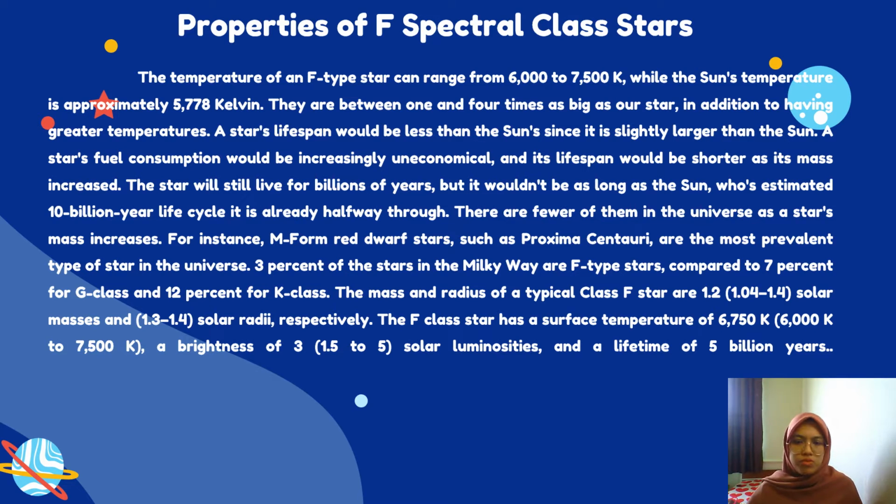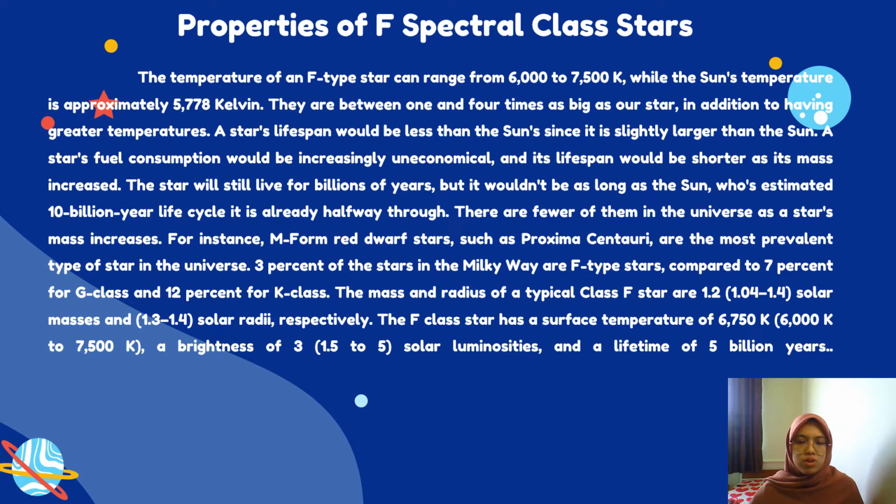There are fewer of them in the universe as a star's mass increases. For instance, M-type red dwarf stars, such as Proxima Centauri, are the most prevalent type of star in the universe. 3% of the stars in the Milky Way are F-type stars, compared to 7% for G-class and 12% for K-class.